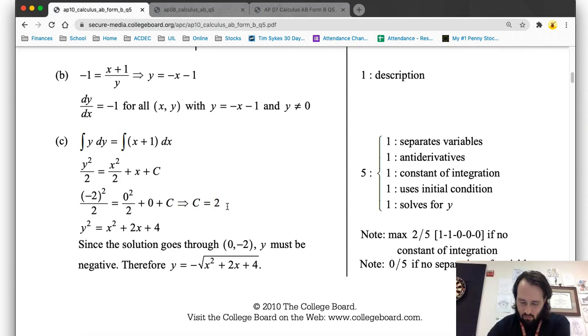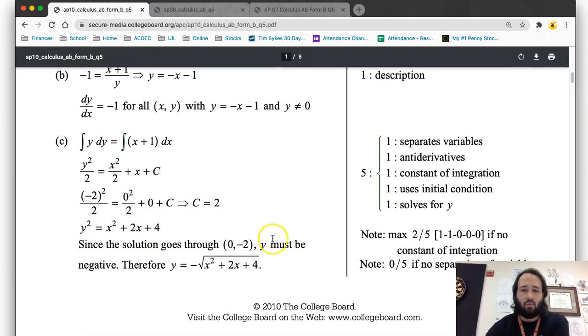What did I do? Oh, they had it work differently. They left the 2 divided out. Right, so they would give us a point for that C because our C is 4. Uses the initial condition, right? So it's going through 0, -2. You kind of have to use that to get the value of C, so those kind of go hand in hand. But using that initial condition is stating this function right here. So even if you didn't do the square root, you would have gotten a point for that. Then finally solving for y, you get a point for using that negative.